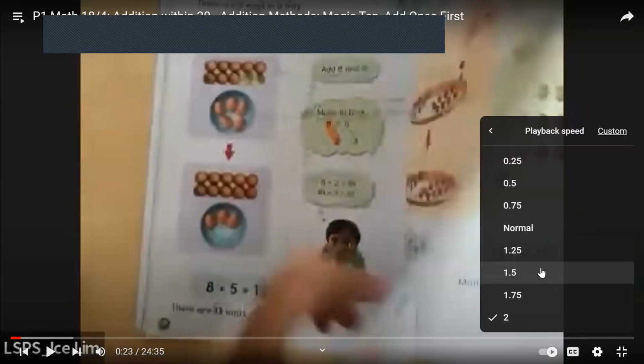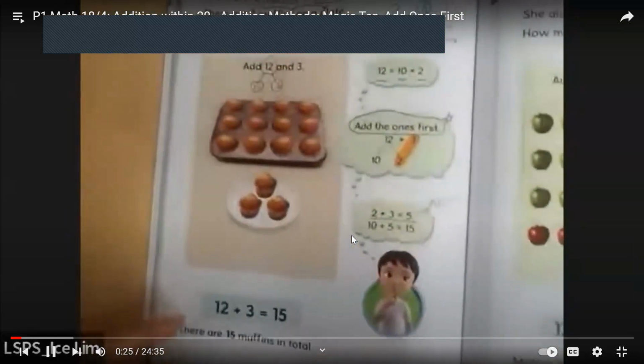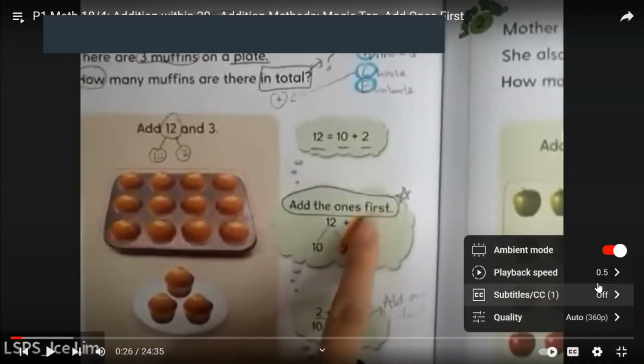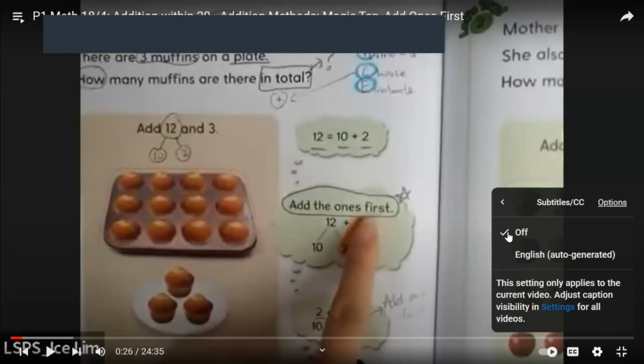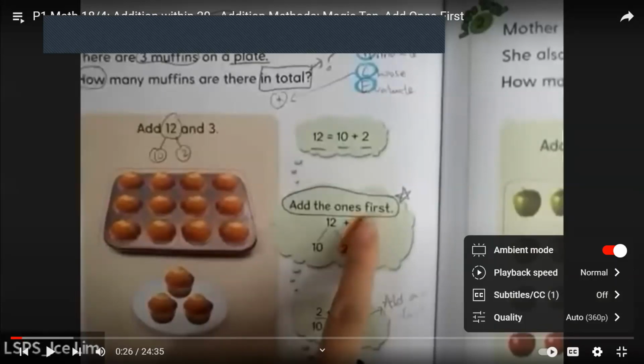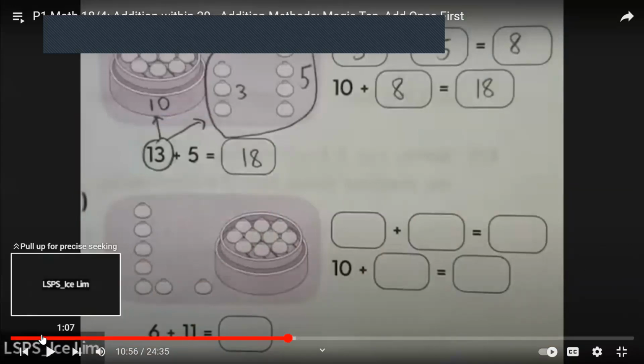Then you can click the playback speed and play at half the speed, right? 0.5. Then you see it's still going slow. Now I play normal speed. Then there are some subtitles, you can also turn off the English subtitles. May not be very accurate, but not too bad. Another way is that I can rewind. So what did Miss Lim say? I'm not very sure. You can always click back and rewind.